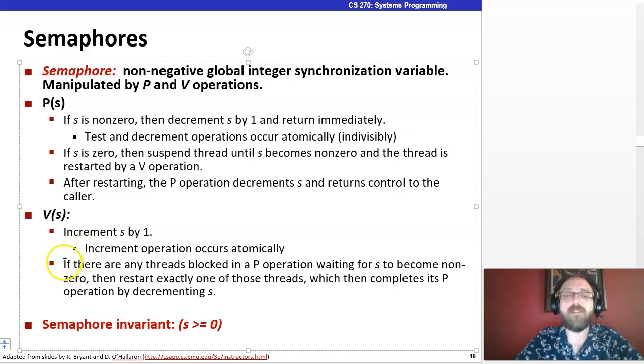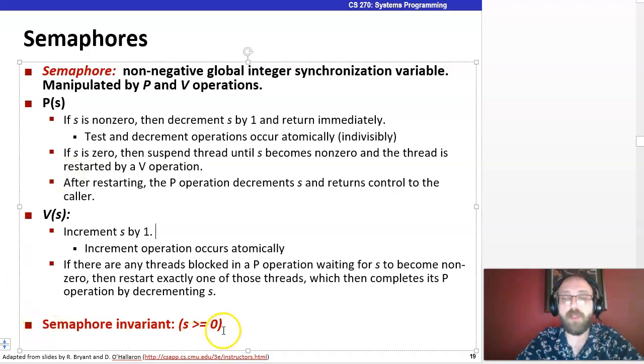But then there is another thing it needs to do, which is if someone was waiting, we just incremented the semaphore. It might have been zero. Once we increment it, it will be non-zero because it can never be negative. So once we increment it, if any threads were running the P operation and suspended because of that, then one of those will be restarted. And that allows that other thread to then go and do its thing.